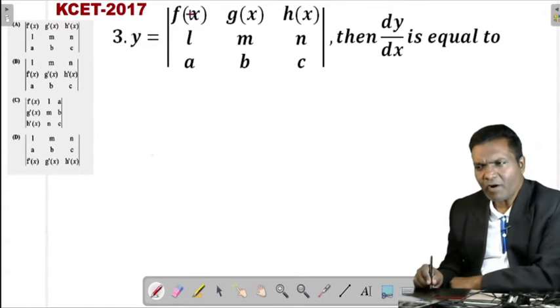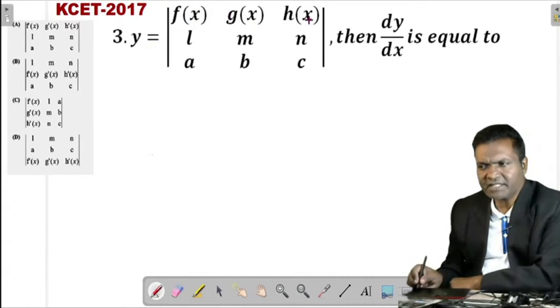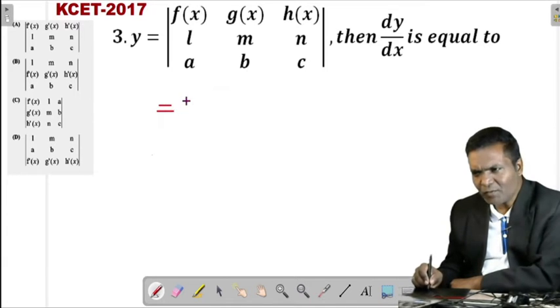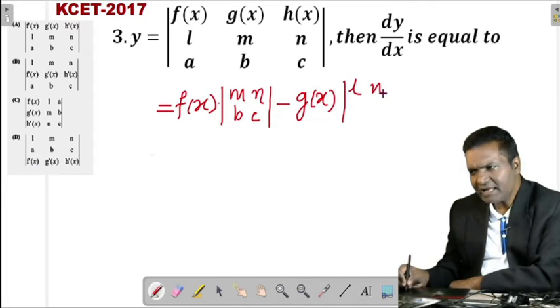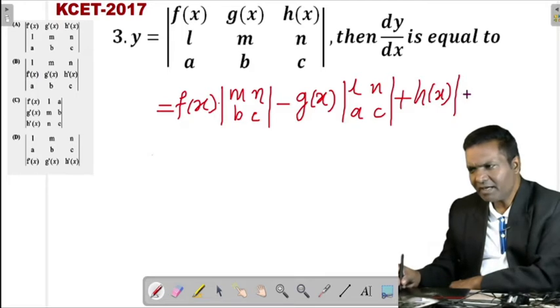If y equals the determinant with first row f of x, g of x, h of x, second row l, m, n, and third row a, b, c, then dy by dx is how much? Actually, if you expand it, what will you get? f of x into the determinant m n b c, minus g of x into the determinant l n a c, and plus h of x into the determinant l m a b.